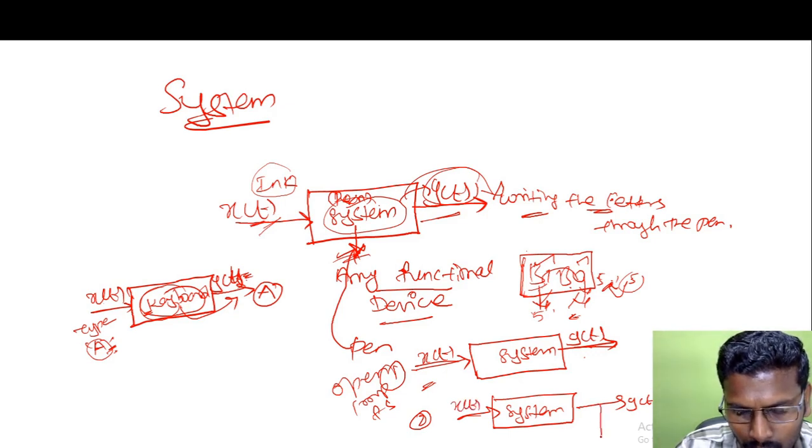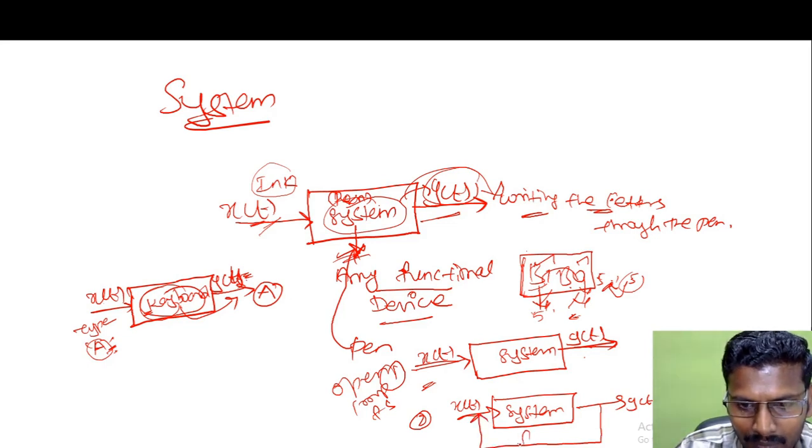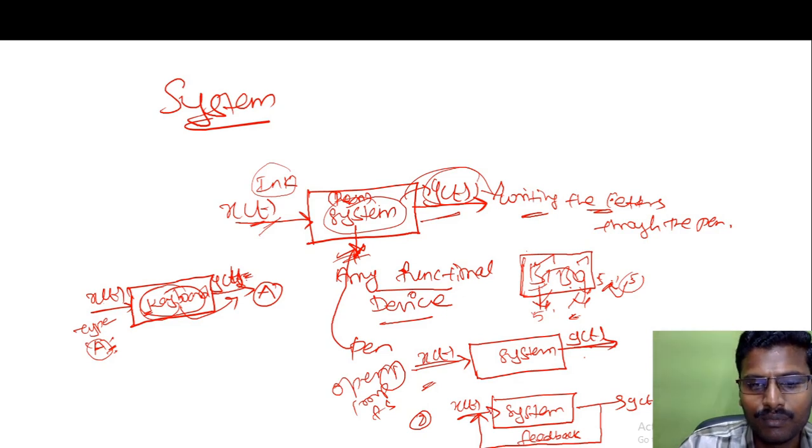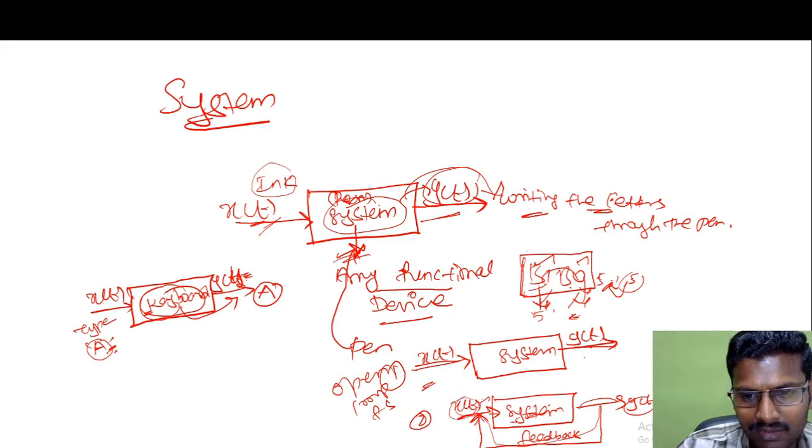Here the output of the system will be used as a feedback to the input of the system. The same system will have the output as input, right? So now see here, I am giving x of t as input to the system. It is processing the input signal x of t and producing output y of t, and the same output is again fed as input to the system, right?